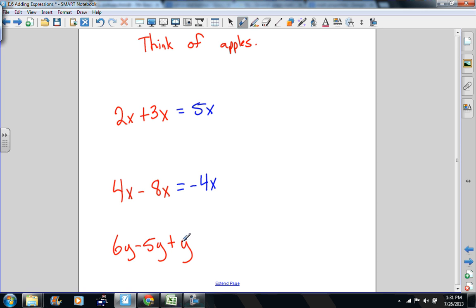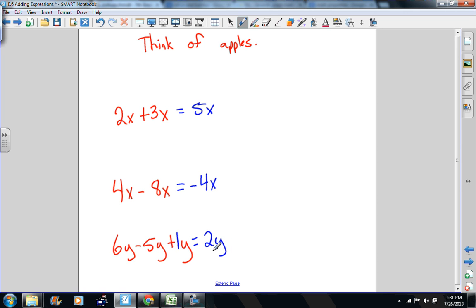One other thing, if you ever have a variable that's by itself, we had a student a couple years ago, Anne, that always put ones in front of them, so it wasn't a 0y, it was a 1y. So if you'd like to do that, that's just fine. But 6y minus 5y is 1y. 1y plus another 1y is going to be 2y.